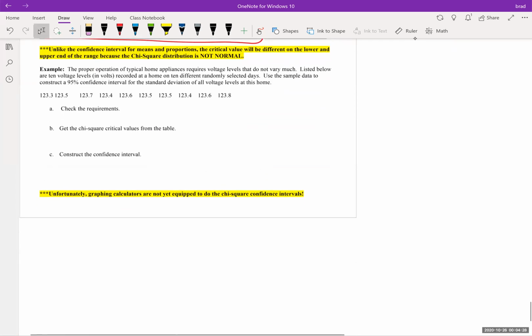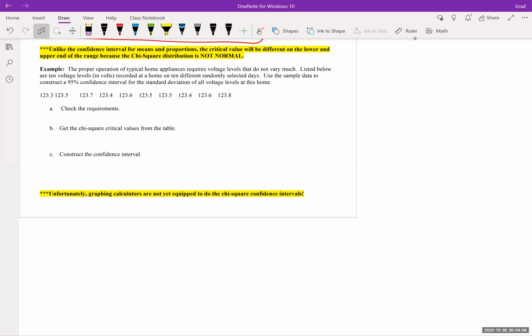Okay, so let's take a look at this example problem. Again, we're going to spend more time on this in chapters 8, 9, and 10, but this is just a preview of what's to come, so we get comfortable using the chi-square distribution. It says the proper operation of typical home appliances requires voltage levels that do not vary much. That makes sense. You don't want out of control variance in voltage levels, otherwise it could cause problems in the house, cause fires, things like that.